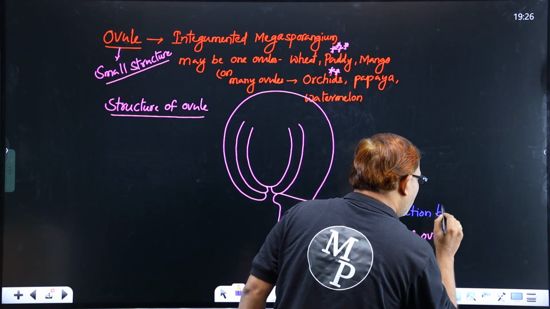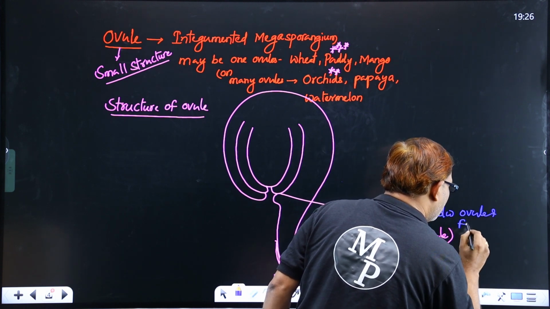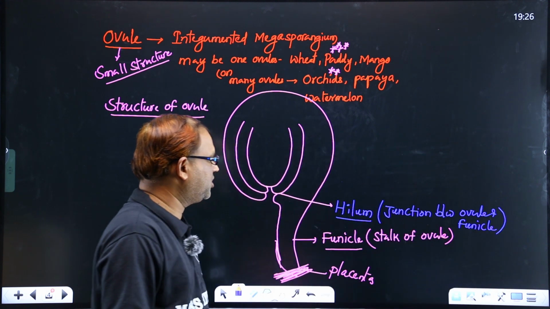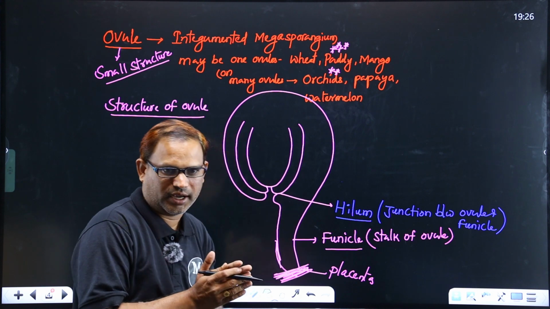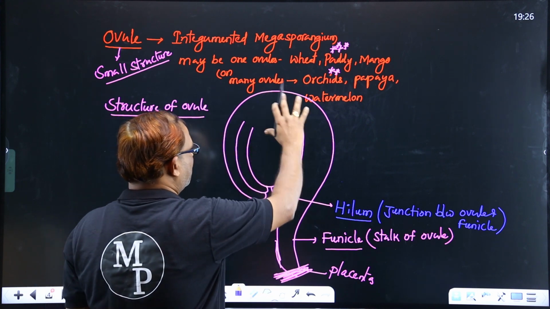Junction between what? Between the ovule and what? Funicle. Between the body of the ovule and the funicle, the portion is called what? Hilum. Okay, clear all of you? Then clear now. Next one, this is the portion of the ovule.